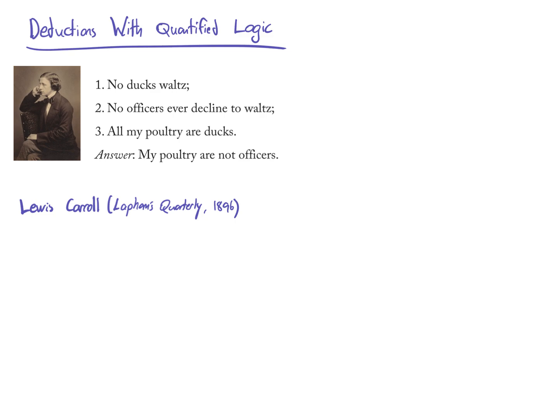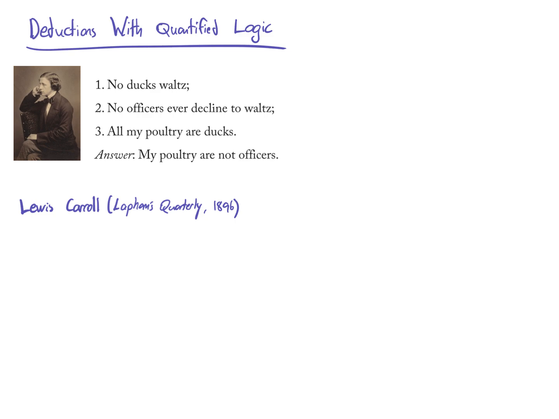So he gives 3 premises. One, no ducks waltz. I think this is probably true. Premise number 2, no officers ever decline to waltz. Let's assume that one is true, or at least that it was true in 1896. And then premise 3, all of his poultry are ducks. So if you have poultry, then maybe you can relate to this, or maybe you can't. I personally don't have poultry. But in this little logic puzzle, all my poultry are ducks. And so from this, Lewis Carroll said, hey, we can deduce that none of my poultry are officers. None of the birds that I own are officers. This seems pretty reasonable as well.